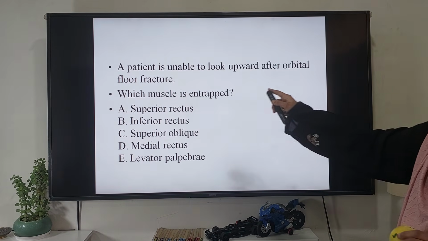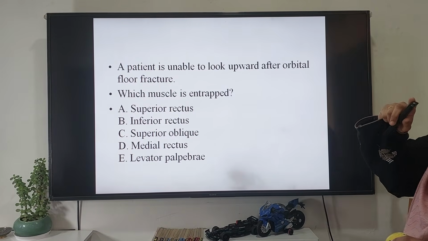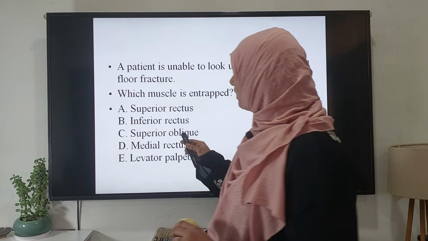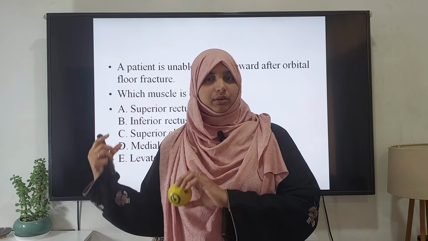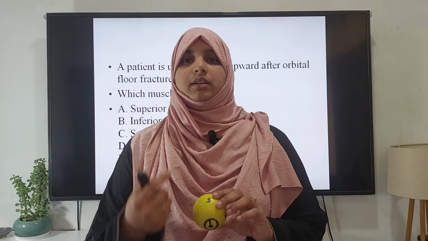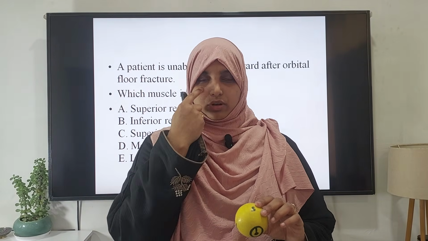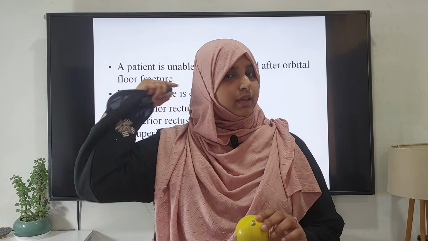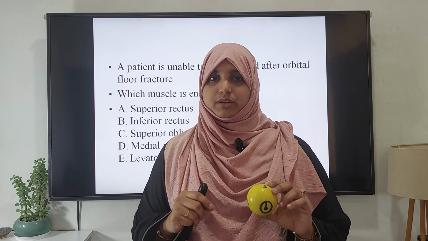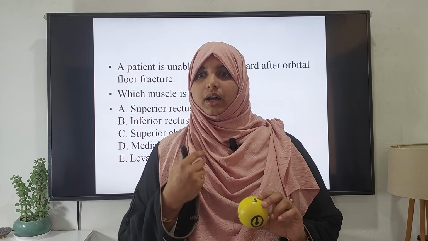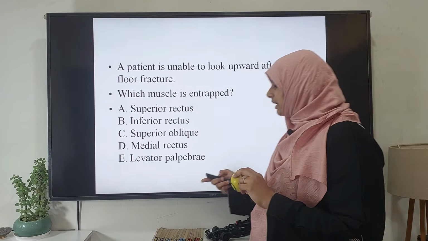Then a patient is unable to look upwards after orbital floor fracture. Okay, so here which muscle must be entrapped? The answer is not given here. Okay, I'll tell you. You guys can think, don't look at the options. There is going to be an orbital floor fracture. Which muscle originates from the floor of the orbit, in the front, not from the ring of Zinn, not from the tendinous ring? Inferior oblique, isn't it? So, there is going to be a fracture in the floor of the eye. Which muscle might get entrapped? Inferior oblique. Okay, so remember always that.